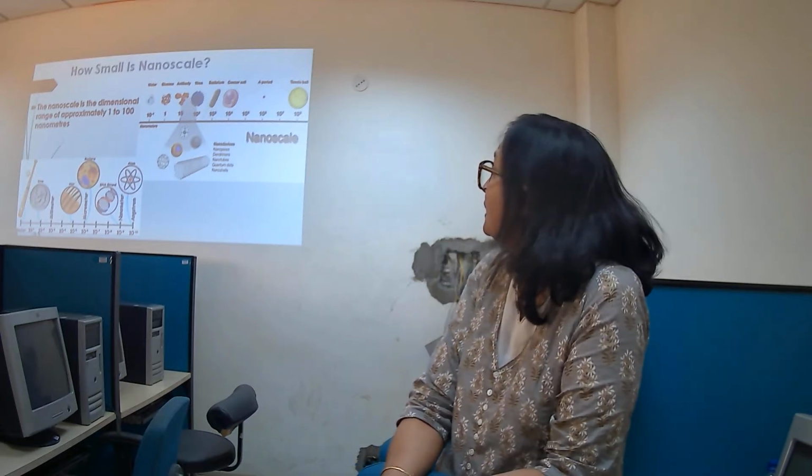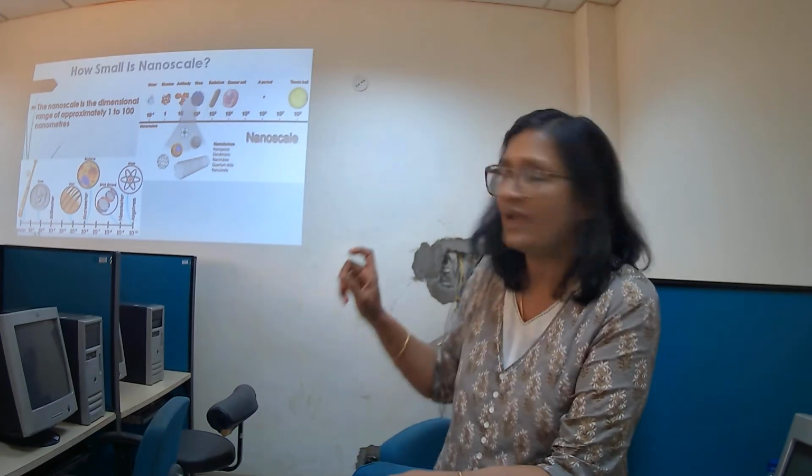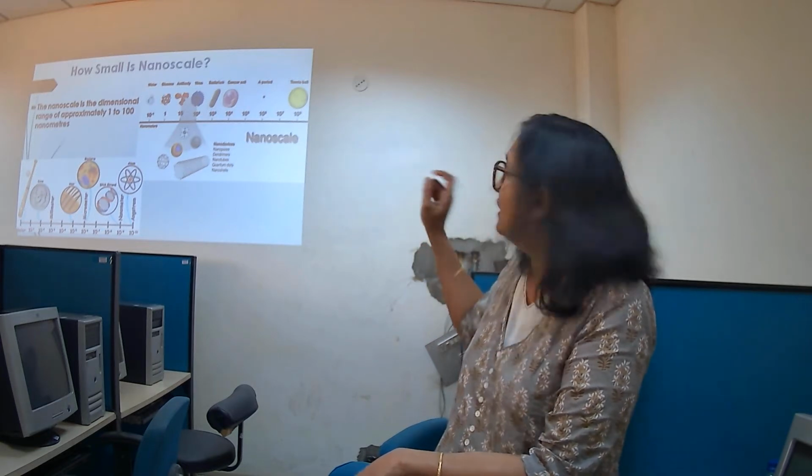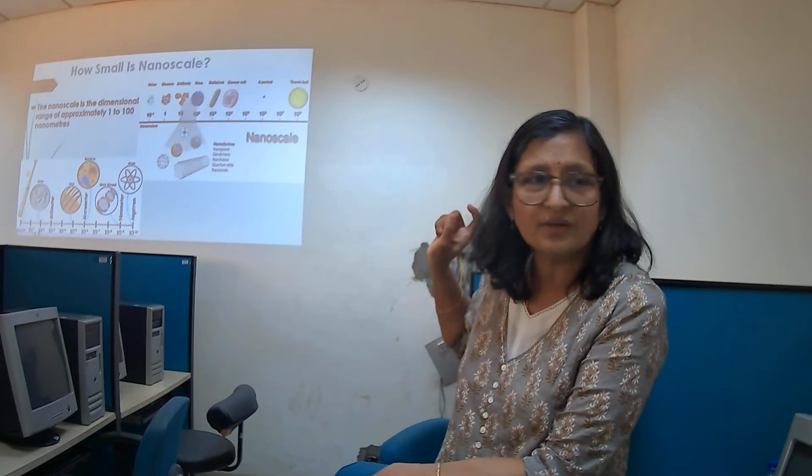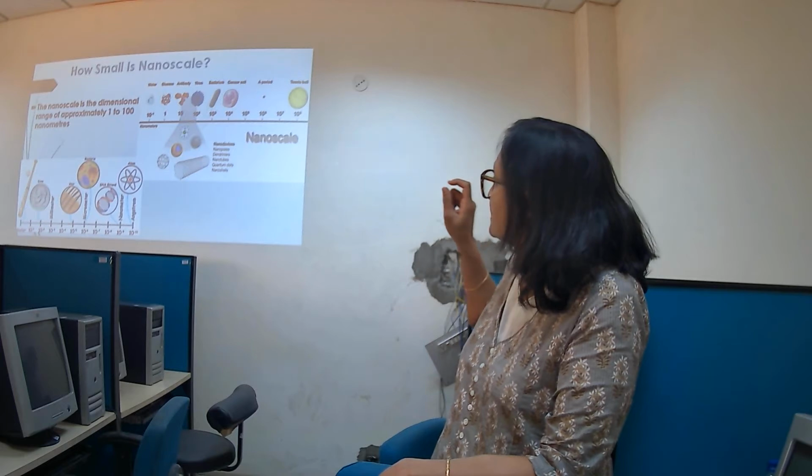Then in another slide I have shown you the different types. Again, I have shown things like the tennis ball, which is the biggest thing, whereas the smallest thing is the molecule of water. In this figure you can see it. So what is happening? The scale is nanometer.